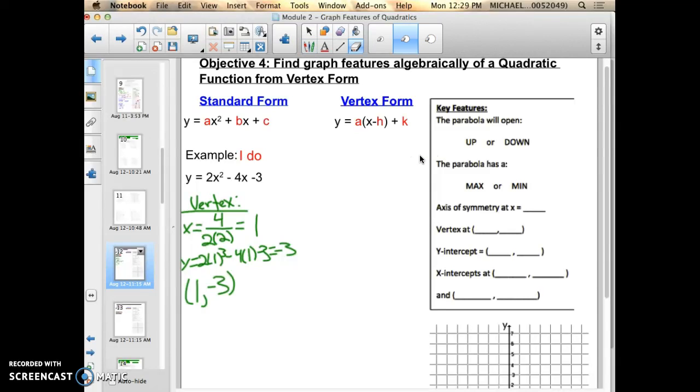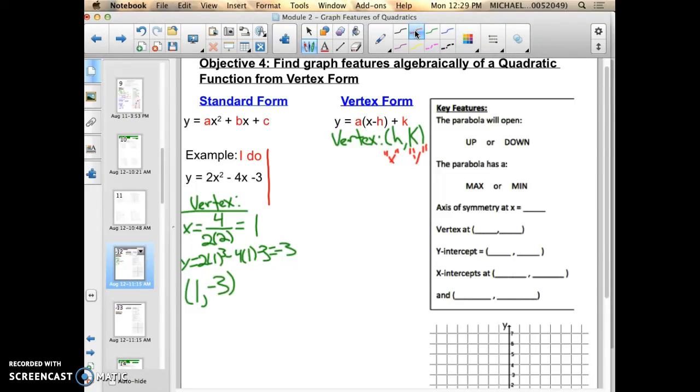Vertex form is given to you as y equals a times x minus h squared plus k. It says it in the name. This actually gives you the vertex. So in this case, the vertex is always going to be your h and k value. And if you notice, h is in the position of the x, and k is in the position of the y. So that's your x and y value of the vertex.